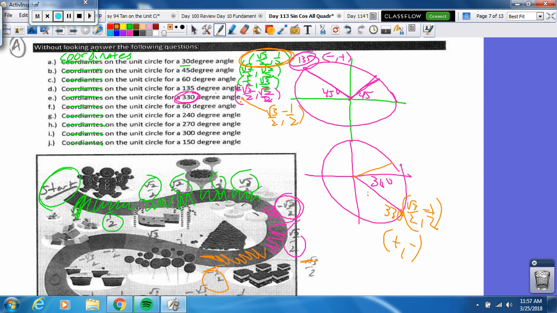And then I keep going. Try and do the rest. You got F, G, H, I, and J. Try and do all of these right here without using your notes. See if you can memorize it. Ready, set, go.